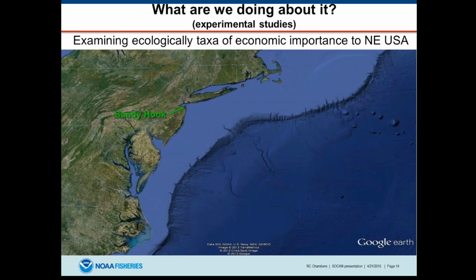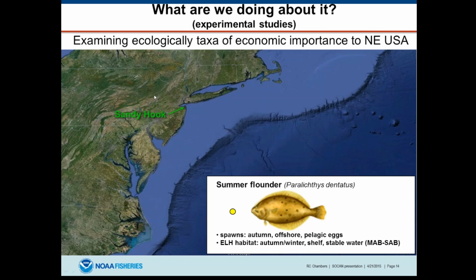So let's go specifically to the experiments we've been doing. We are at Sandy Hook, New Jersey. The arrow shows our location right at the northernmost point of the Jersey Shore. And we have been evaluating the effects of high CO2 on 2 species of flatfish, summer flounder, known locally here as fluke as well, which spawns in the autumn in the offshore continental shelf waters and releases pelagic eggs. The early life history habitat, specifically the embryos and larvae, exists in the autumn winter waters over the shelf, and this species spans the geographic region from the Mid-Atlantic Bight to the South Atlantic Bight.